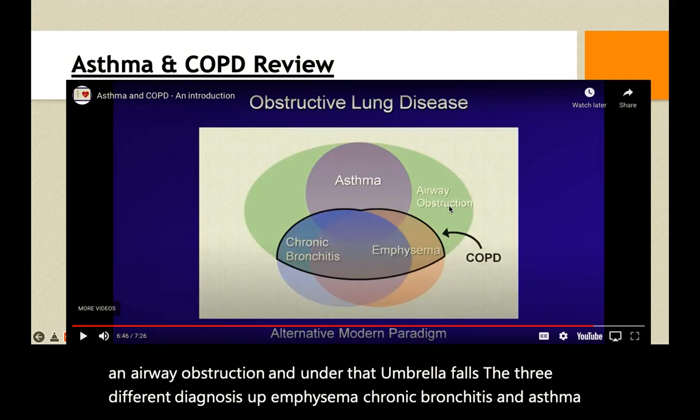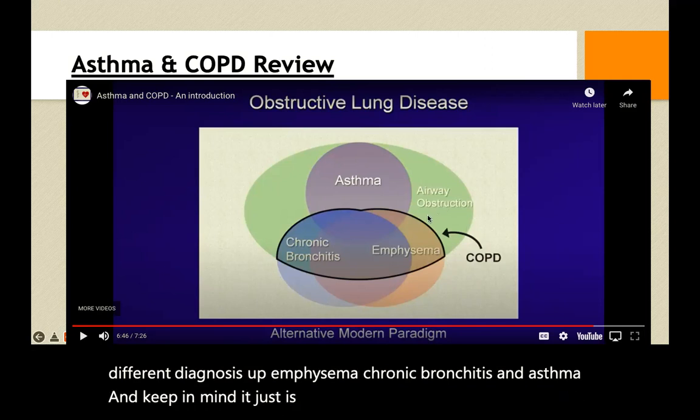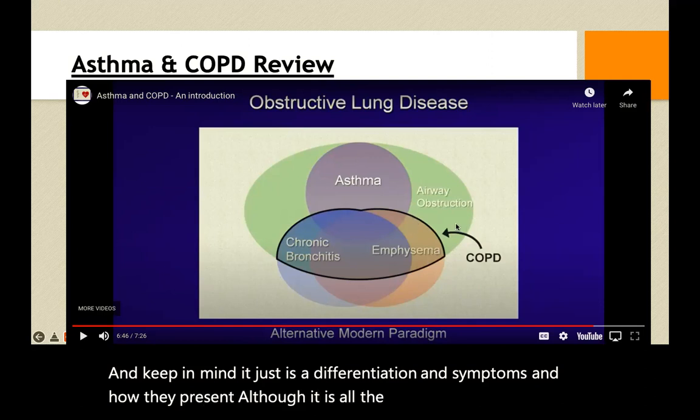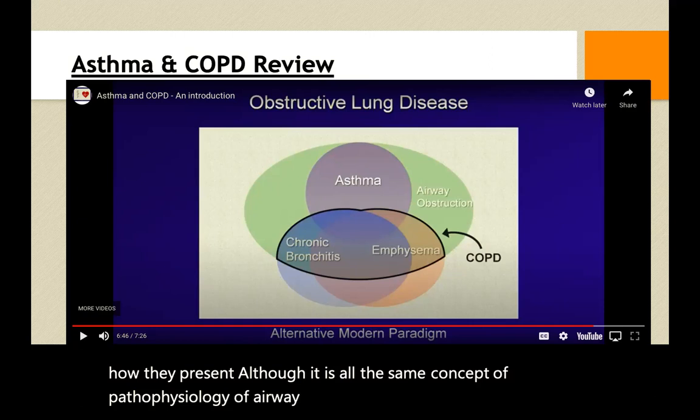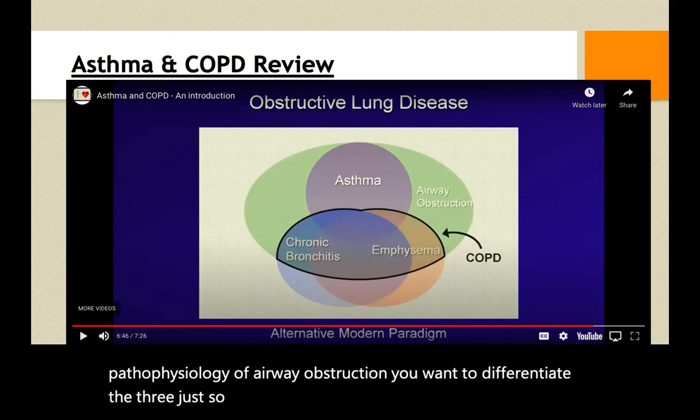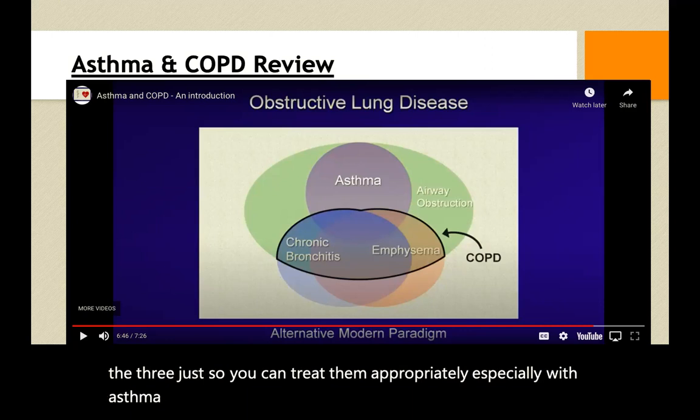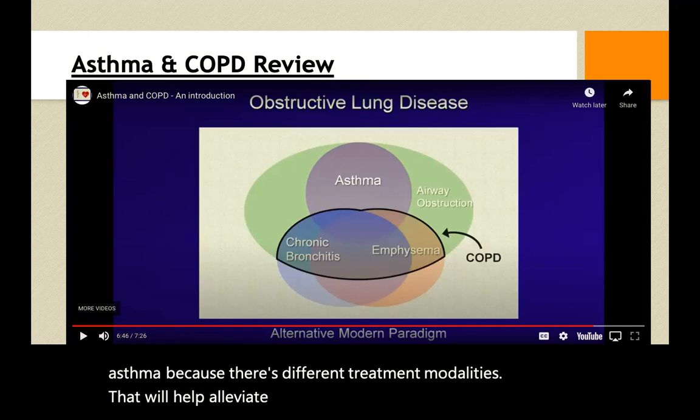And keep in mind, it is just a differentiation in symptoms and how they present, although it is all the same concept of pathophysiology of airway obstruction. You want to differentiate the three just so you can treat them appropriately, especially with asthma, because there are different treatment modalities that will help alleviate those symptoms better than others.